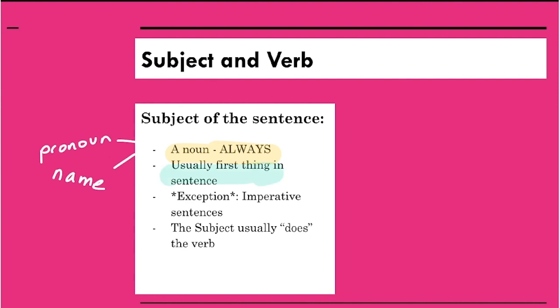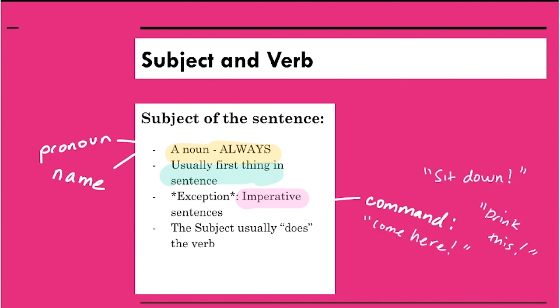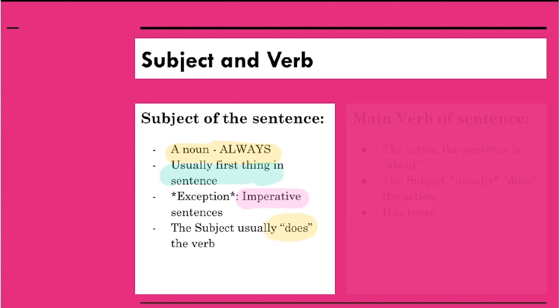There is one exception, imperative sentence. That is a command, like, come here, sit down, drink this. The subject of an imperative sentence is you. It's whoever I'm talking to, but the word you does not appear in the sentence. The subject usually does the verb.